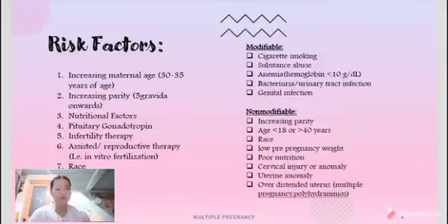The non-modifiable factors of multiple pregnancy include increasing parity, then the age of the mother, for example 18 years old or less and more than 30 to 40 years old, the race, low pre-pregnancy weight, poor nutrition, cervical injury or anomaly, uterine anomaly, and an over-distended uterus that may be due to previous multiple pregnancies and polyhydramnios.